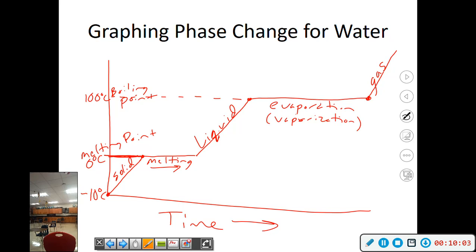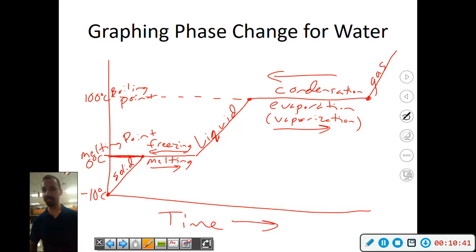What will happen is the same thing in reverse. If I do the experiment in reverse, a gas will go back to a liquid, and this would be condensation. Then the liquid cools down, and you'll eventually reach a point where we remove all the heat, and now this is freezing. And then you end up being a solid once all the material has frozen. So that's the way liquid water would heat up and cool down, and that's a graph showing the phase changes over time.